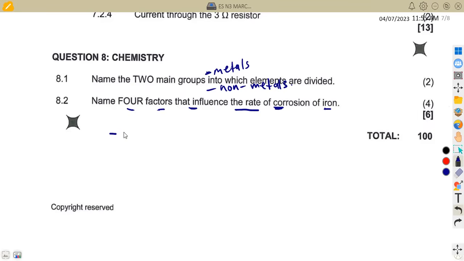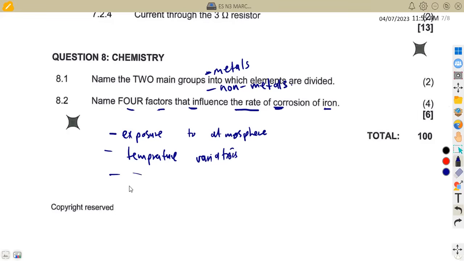So we have exposure to atmosphere. There are so many, so you just list of your choice. Exposure to atmosphere. If you've got any others, please mention them in the comment section. We've also got temperature variations. If temperature varies, the rate increases. We also have presence of impurities on metals.